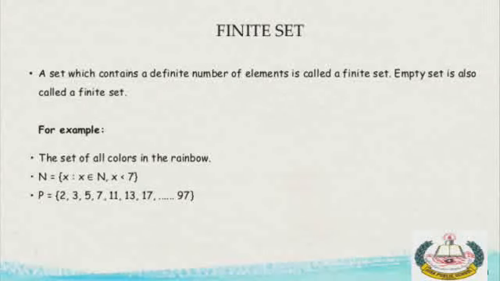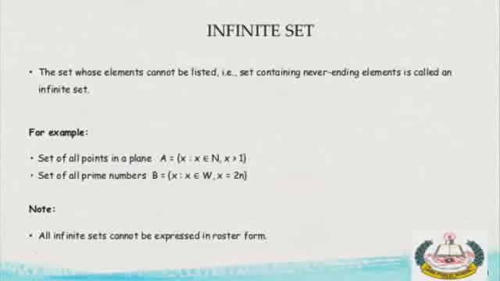Finite set. A set which contains a definite number of elements is called a finite set. An empty set is also called a finite set. A set which contains a limited number of elements is also called a finite set. For example, the set of all the colors in a rainbow. A rainbow contains only 7 colors, so it is a finite set.